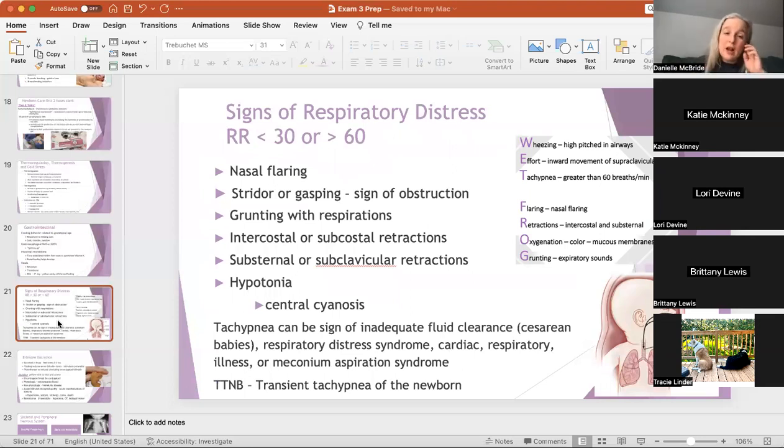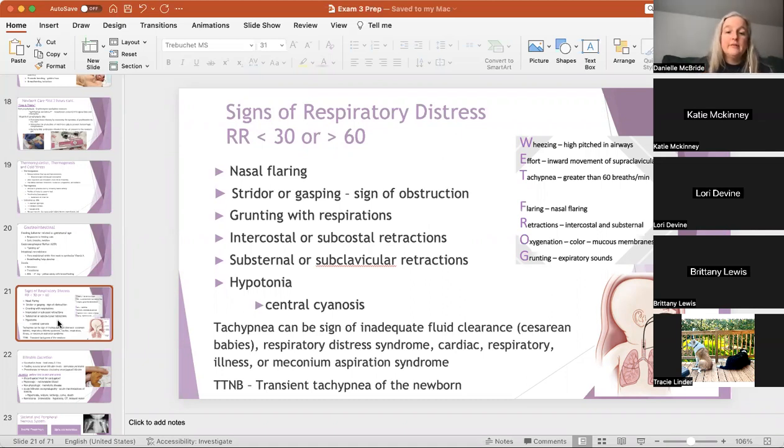Signs of respiratory distress. Katie already told them to us. Katie, can you hear us still? Yeah, quite a bit of the gastro assessment was cutting out for me, but I think it's me. I don't know what's going on, but I'm here. Okay.